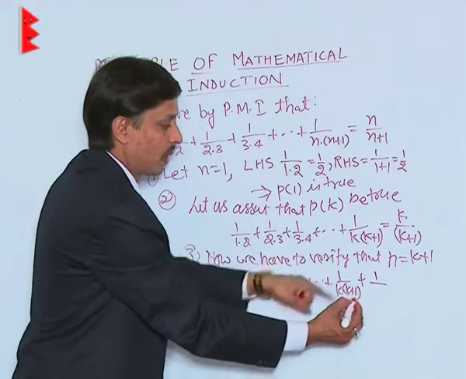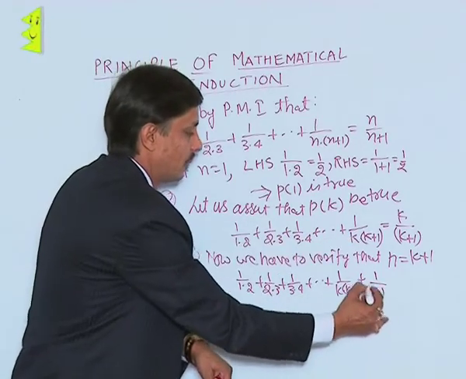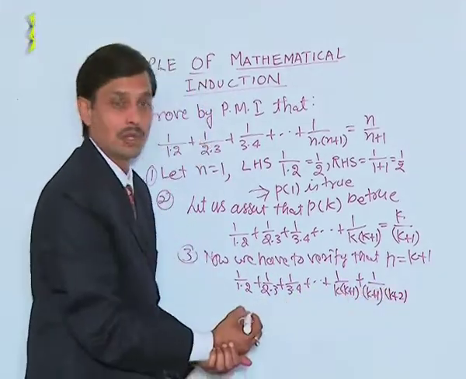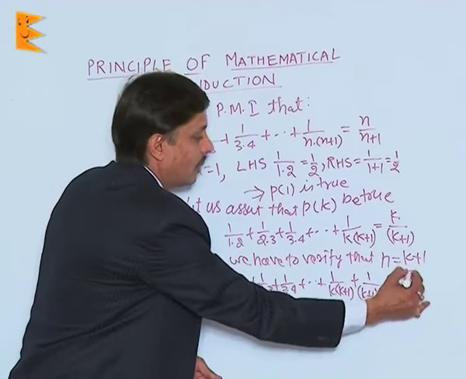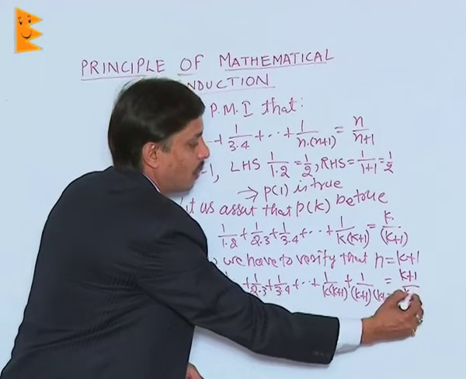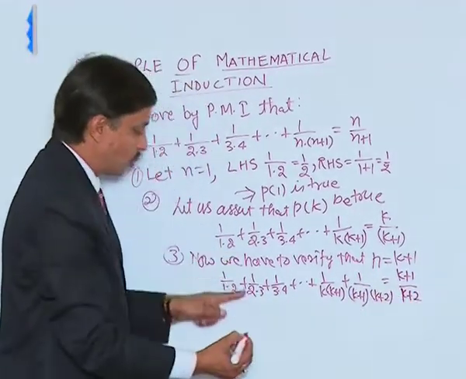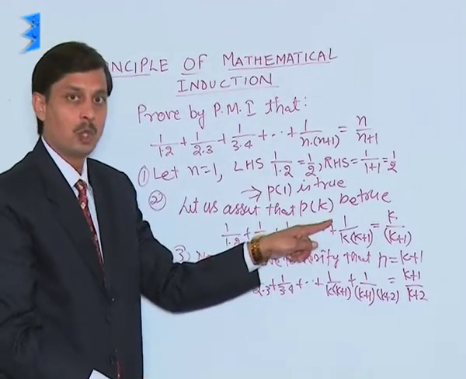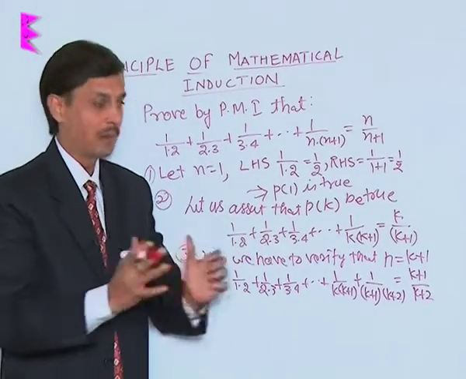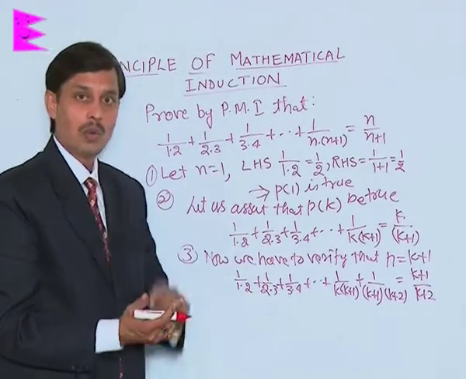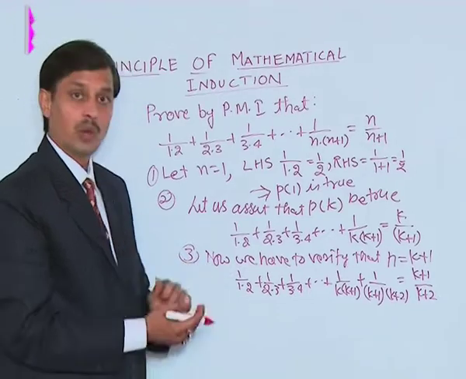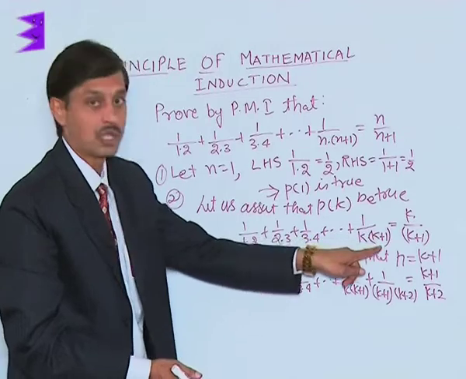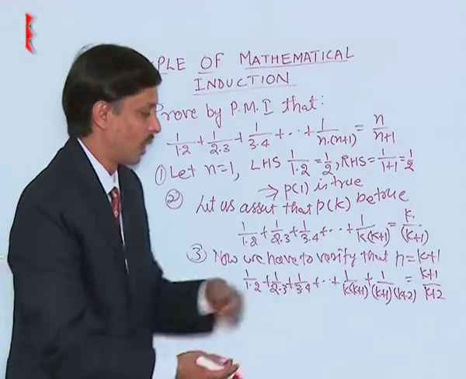So in place of k, on the left side, this becomes k plus 1, and k plus 1 will be converted to k plus 2. And the right hand side will be k plus 1 upon k plus 2. If we can prove this value is equal to this with the help of the assumed one, it means PMI is verified. So what we have here, 1 upon 1 into 2, 1 upon 2 into 3, 1 upon 3 into 4 till this step, the value is k upon k plus 1.